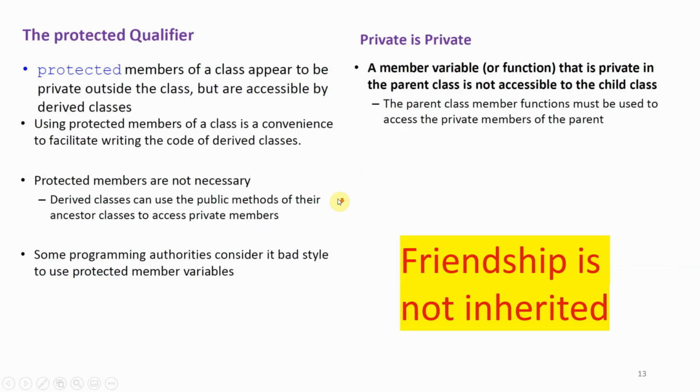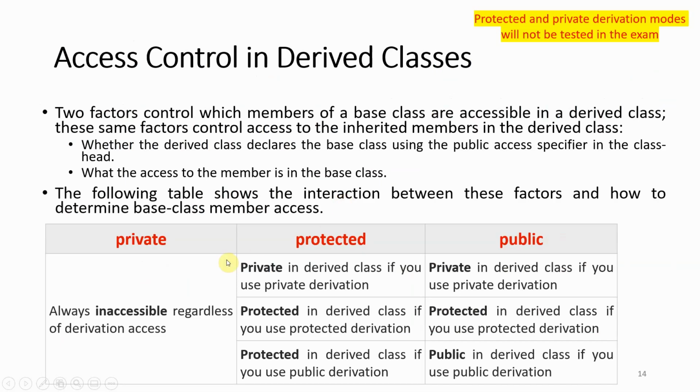So let's look at this example. This is whether the derived class declares the base class using the public access specifier in the class head, right? Or public or protected or private. And what the access to the member is in the base class. These are the two factors that we have to consider. Okay.